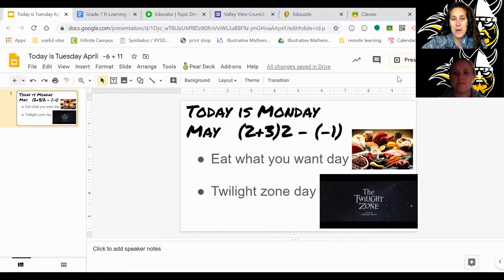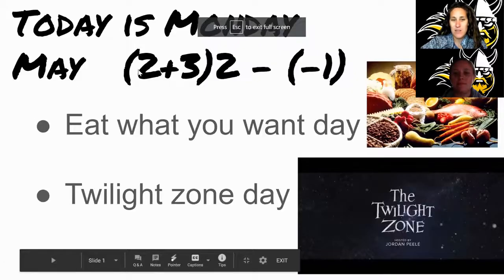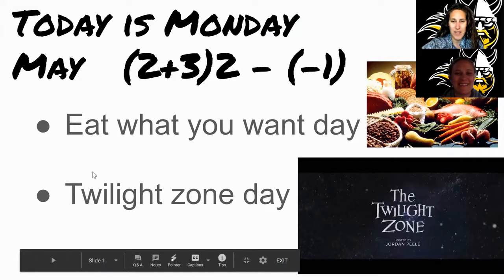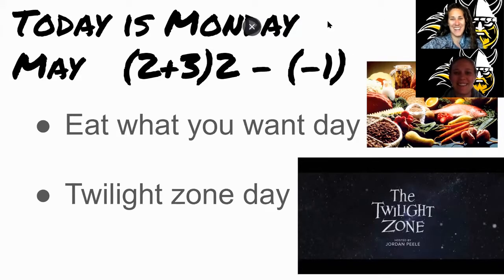All right, today is Monday, May 2 plus 3 times 2 minus -1, or 5 times 10 minus -1 would be +1, so May 11th. It is National Eat What You Want Day, so choose what you want to eat and just eat it. It's also National Twilight Zone Day. I've never seen it though.